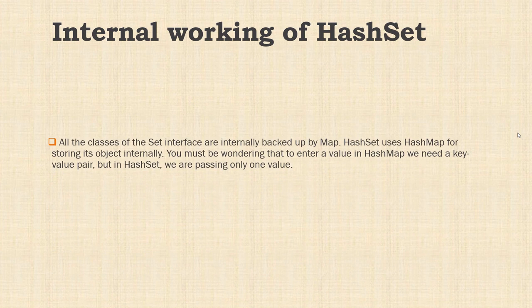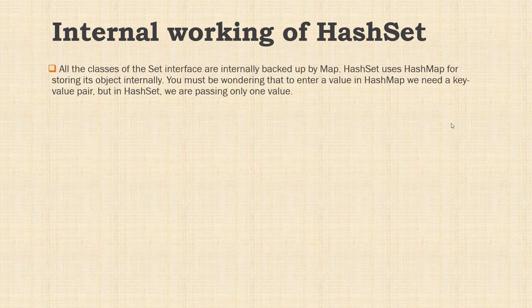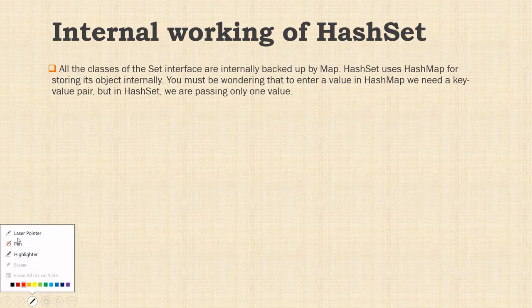Now, internal working of HashSet. All the classes of the Set interface are internally backed up by a Map. HashSet uses HashMap for storing its objects internally. Sorry, HashSet internally uses HashMap to store values as unique values. You must be wondering that to enter a value in HashMap we need a key-value pair, but in HashSet we are passing only one value. In HashMap we pass both key and value.